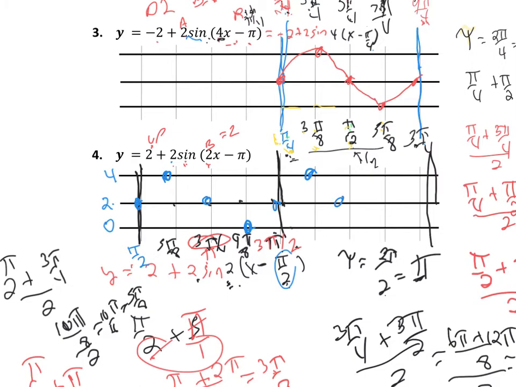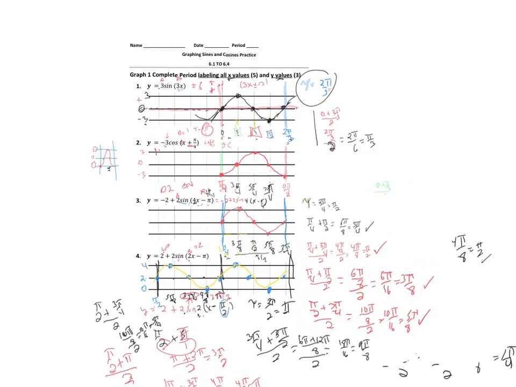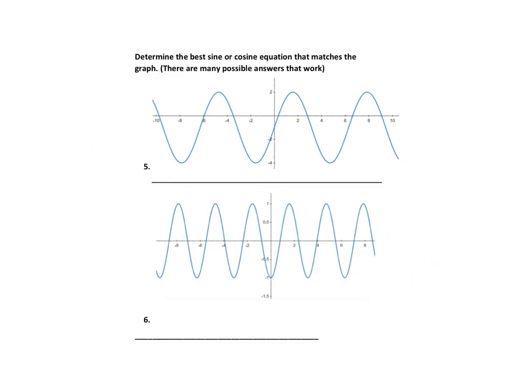Up, down, all around. Did I do that right? Up, down, up. There you go. So beautiful. Now I got 2 periods graphed, but I only need 1 period, so I'm only going to put numbers on the one. All right, let's move on to the pictures.